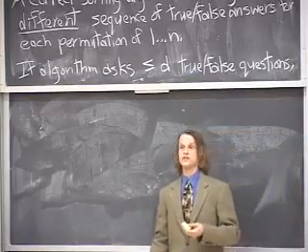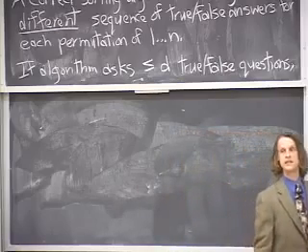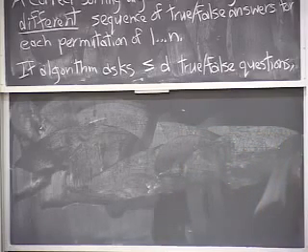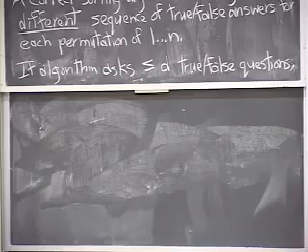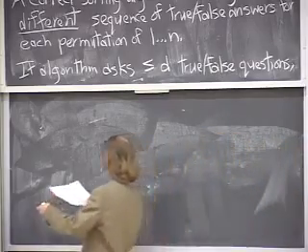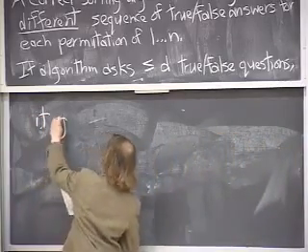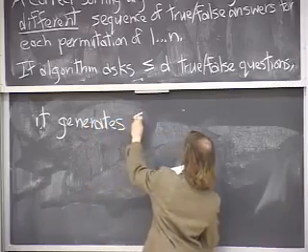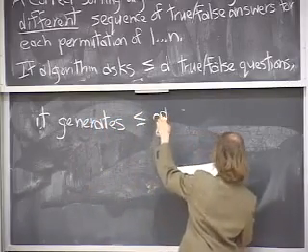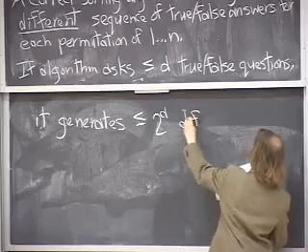Well, the answer is 2 to the power of d, because if you have d different questions, and each one can be true or false, that gives you 2 to the d different possible sequences of true and false answers you could get. So our algorithm generates at most 2 to the d different sequences of true-false answers.